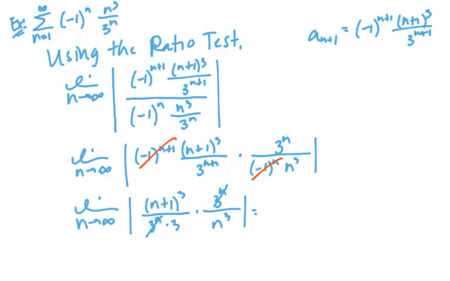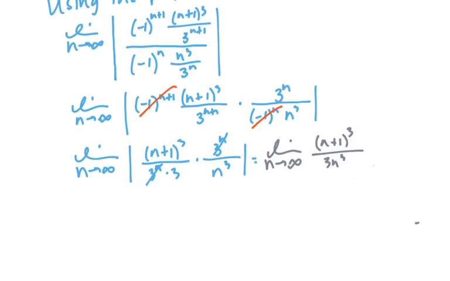Okay, let's go back to here. So we have the limit as n approaches infinity of (n+1)^3 over 3n^3. Now we're going to look at this using L'Hopital's rule. If we were to plug in infinity, we'd have infinity over infinity. So using L'Hopital's rule, we take the derivative of the top and the bottom separately.